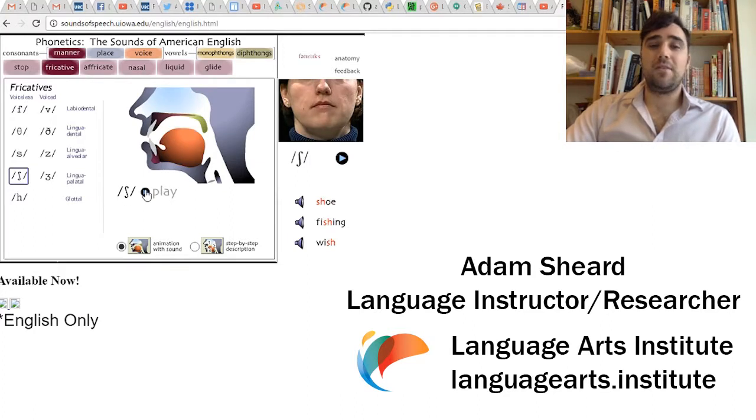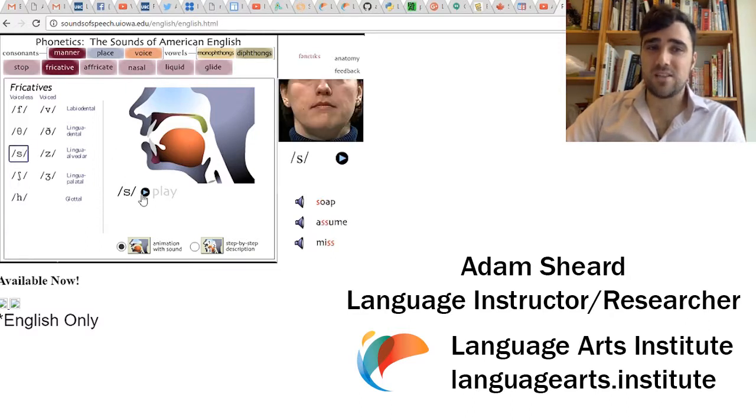Okay, on to the next sound. Now we have the sh sound. You hear this sound quite often when you go to the library. People say, shh, be quiet, right? Especially me, because I usually talk a lot in the library. Now this one, if we look closely, it looks almost like it's the same position as the s and the z sound. However, if we look very closely here, we notice that is not true.